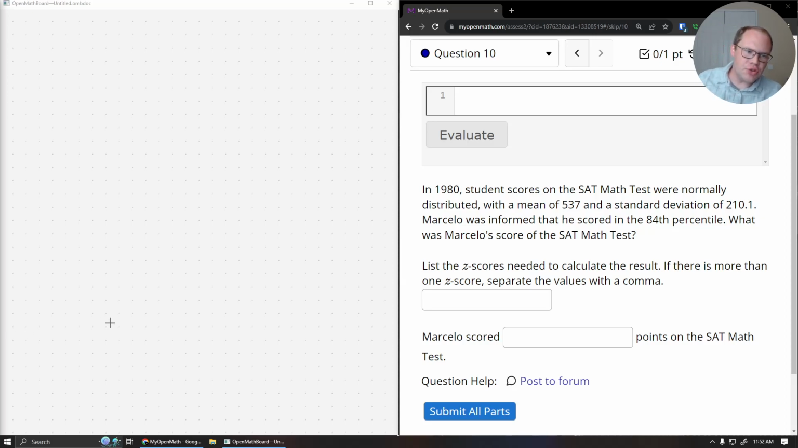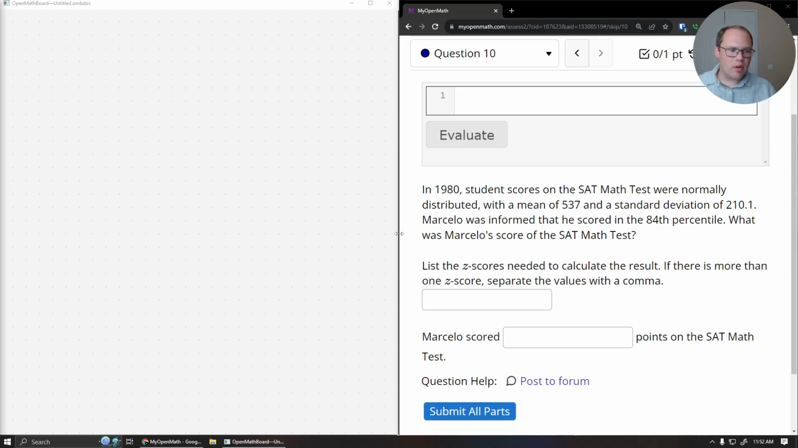In 1980, student scores on the SAT math test were normally distributed with a mean of 537 and a standard deviation of 210.1. Marcelo was informed that he scored in the 84th percentile. What was Marcelo's score on the SAT math test?